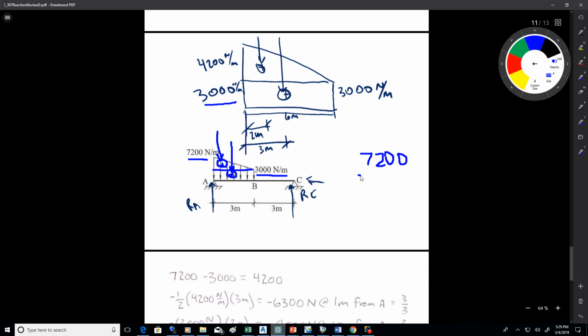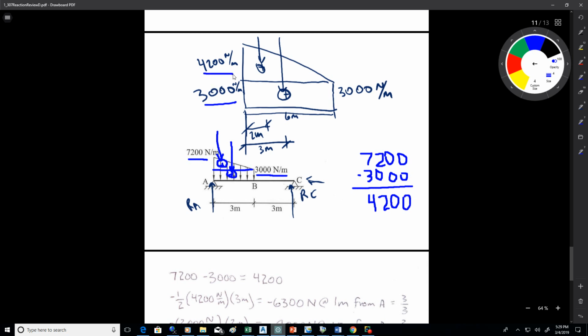So the rectangle is the height that you see on the right, 3,000 newtons per meter. So that's the height of the rectangle. And then if you take what you've got total at the left, which is 7,200, and take away the 3,000 from it, what you get is the height of the triangle. So we got 7,200, we take away 3,000, and what we end up with then is, excuse me, 4,200. So the height of the triangle is 4,200. Height of the rectangle is 3,000. So that's what we got, okay?